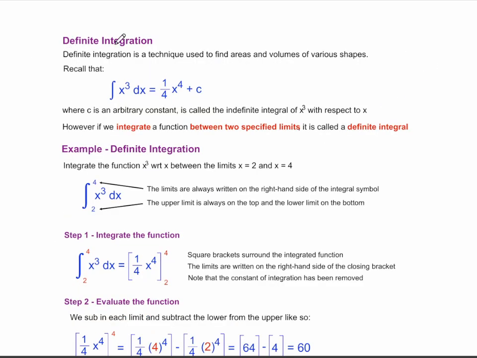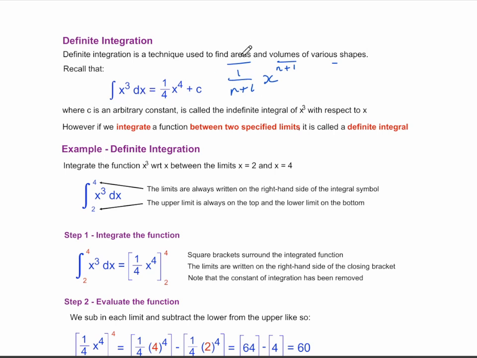Next up, we look at definite integration. Now remember, I talked about what the use case of integration is for this course, and that is to find the areas and the volumes of various shapes. Now, we should remember firstly that if you integrate normally, so let's take an example of x cubed with respect to x, we will get 1 over the power plus 1, so 1 over n plus 1 times x power n plus 1.